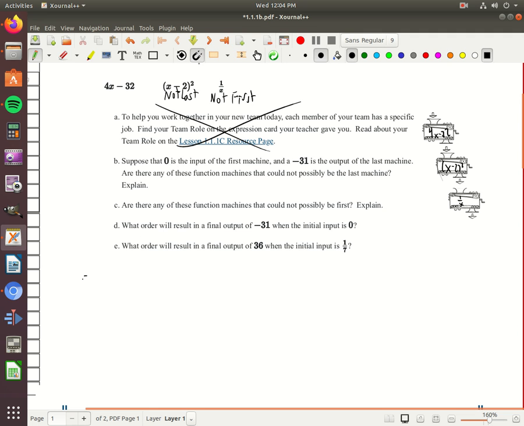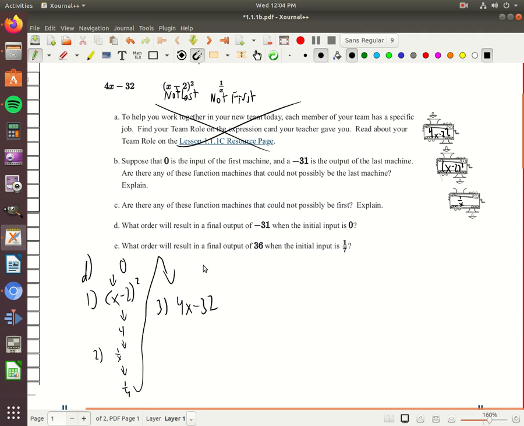Okay, so I've kind of played with these a little bit, and we know we want to plug in, so we'll go to D. We know we're going to plug 0 into the first function machine. If we plug 0 into the x minus 2 squared machine, we'll get 0 minus 2 is negative 2, and negative 2 squared is 4, so it will spit out a 4. So that's our first machine. Then I will plug 4 into the second machine, which is the 1 over x. If I plug that in, I get 1/4 as my output. And I'm kind of running out of room here. And I will plug that into the third machine, which would be 4x minus 32.